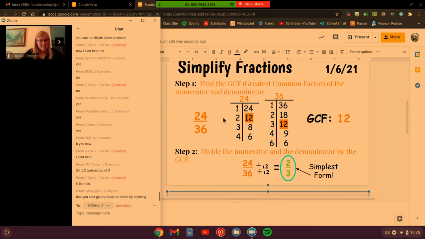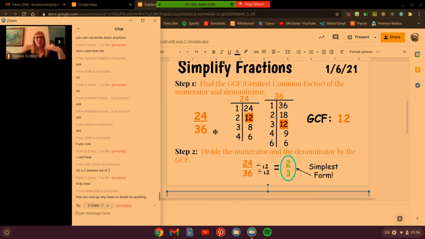Okay, I see someone commented, you know it's the simplest form when you can't go any lower or divide by anything. You are absolutely correct. So if I look at 2/3, is there any number that I can divide both 2 and 3 by that isn't 1? No, 1 is the only factor that the numerator and denominator now have in common, so I know I'm at my smallest form. If I were to accidentally think, okay, 6 is the greatest common factor, and I divide the 24 and the 36 by 6, that would get me 4 over 6.